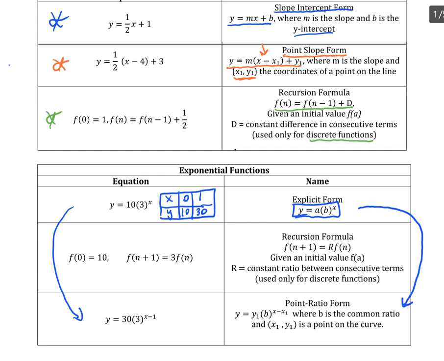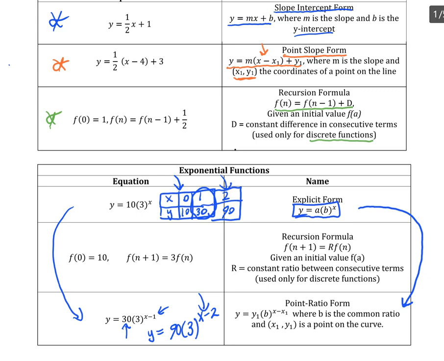So this is saying when I base my starting point 30 off of the n equals 1, or x equals 1 in this case, then I have to do the x minus 1 adjustment. And it could also work the same if I kept going. If I started it off of 2, and then that would be 90, I could write another equivalent rule, which would be y equals 90 times 3 to the x minus 2, and so on. So point ratio form is just explicit form, but when you're not starting from the y-intercept, but you're starting from some other number, like 2, then you have to make an adjustment in the exponent.